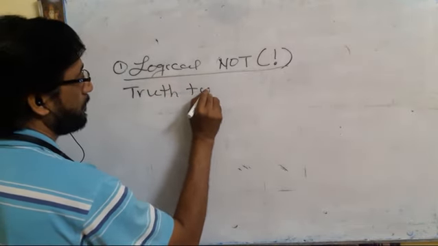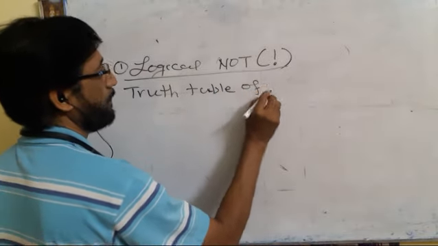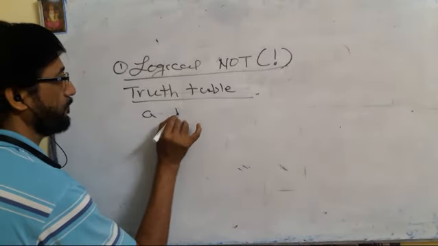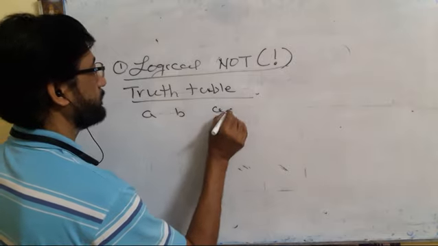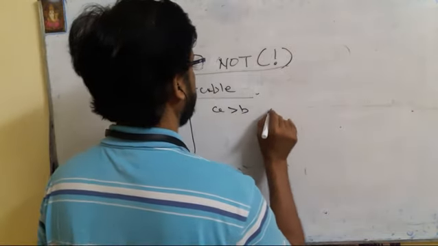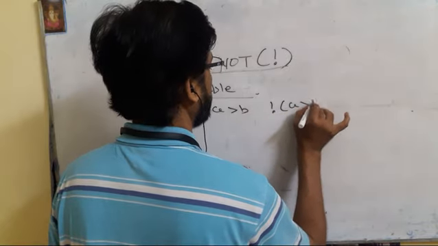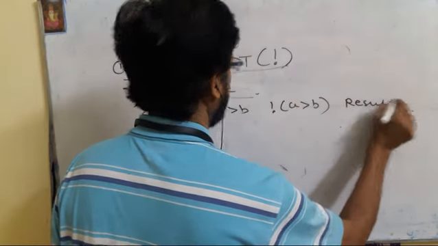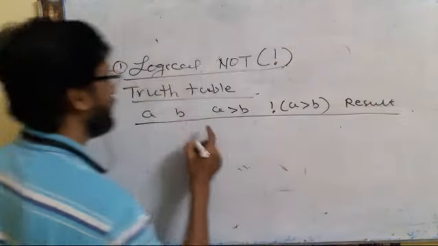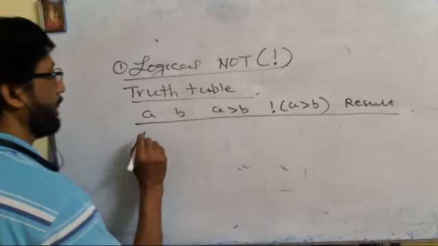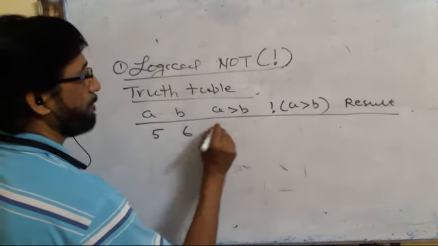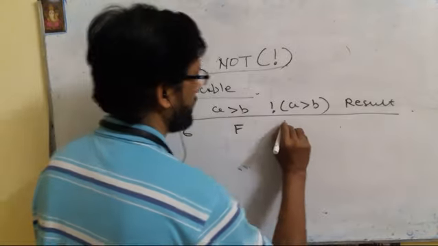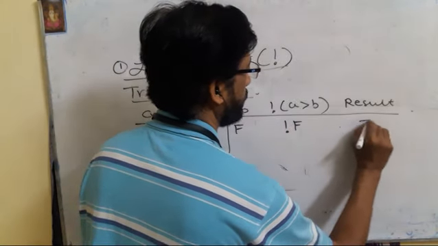Truth table of logical NOT. So suppose A, B, say A greater than B, not A greater than B, and the result. This is the relational expression, this is the logical expression. Suppose say 5, 6. 5 greater than 6 is false, and this is not false. Not false is equal to true.